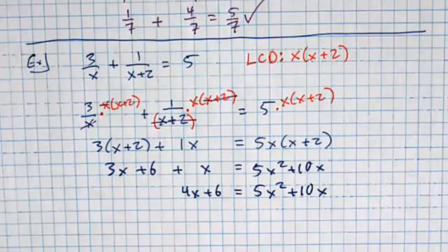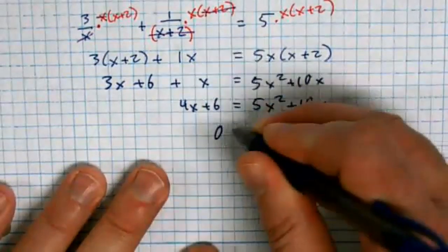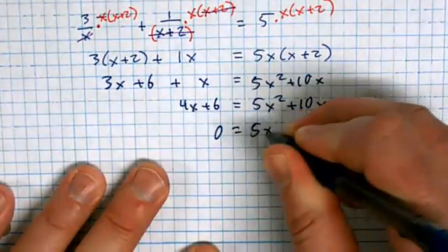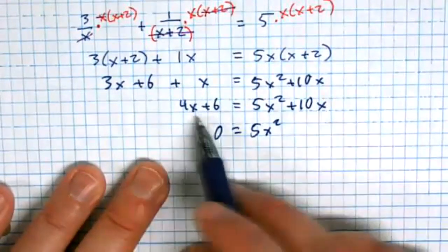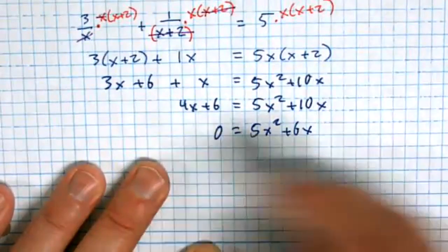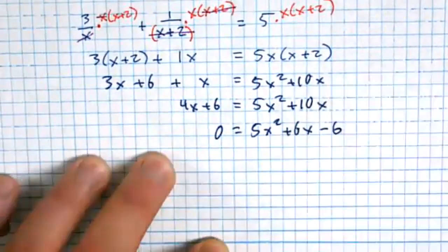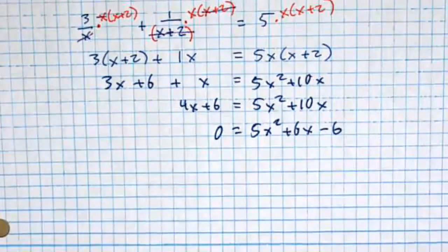So let's go ahead and get a 0 on one side. Since my x squared term's over there, I want to leave that positive. So I'll get a 0 over here. So minus 4x on both sides would get me what? 6x. Minus 6 on both sides would give me minus 6. Man, I would love it if this thing factored. I got a strong feeling that it doesn't, though.